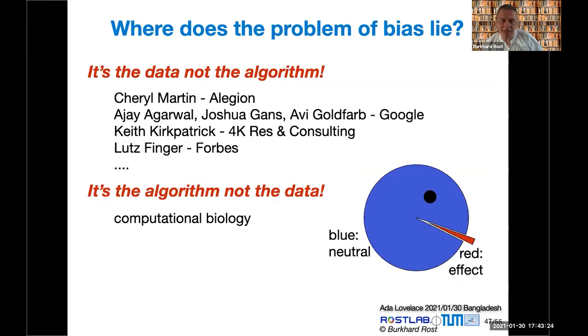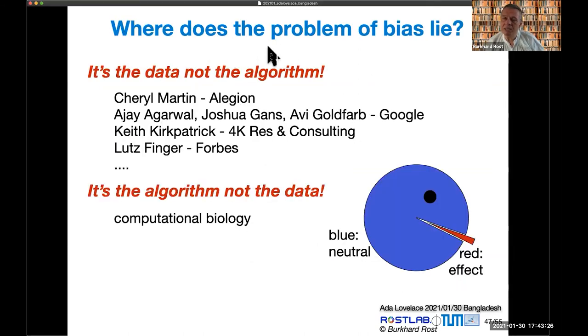And we get to something else. There's the problem, where is the bias? Where does it come from? When you query Google with the explanation, it's the data, not the algorithm, you find many people. The internet is full of answers, very important people who understand artificial intelligence, who understand everything about the whole game. They clearly say it's the data, not the algorithm. In computational biology, we say this is not true. It's the algorithm, not the data.